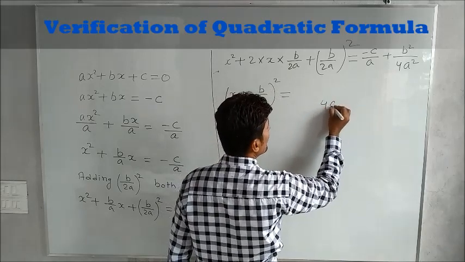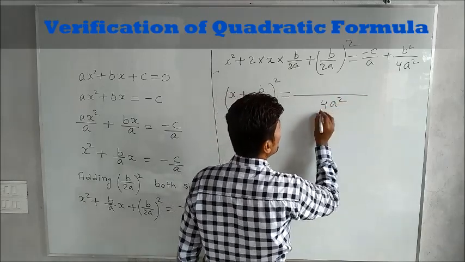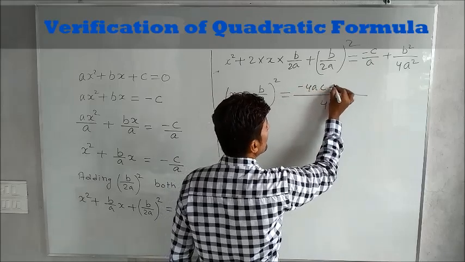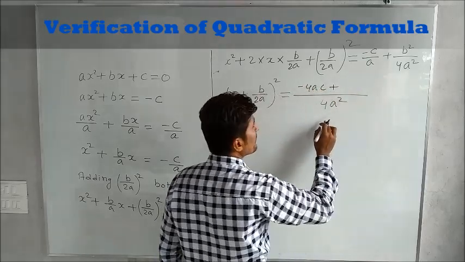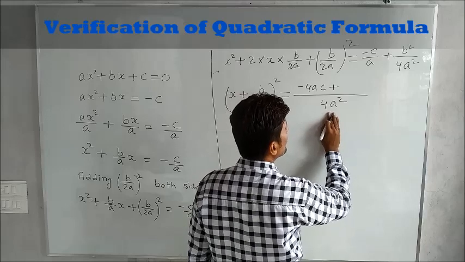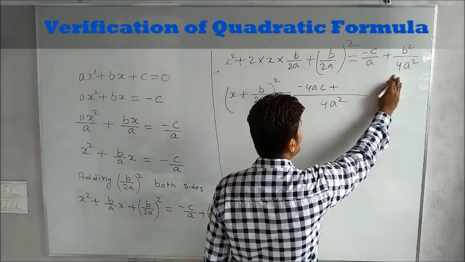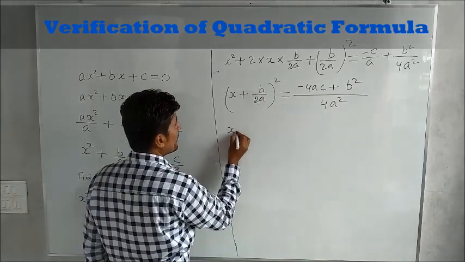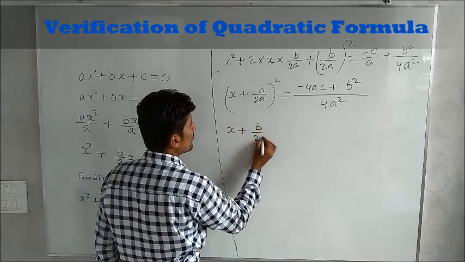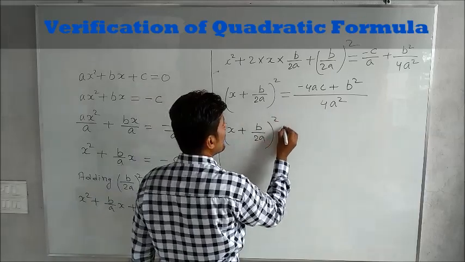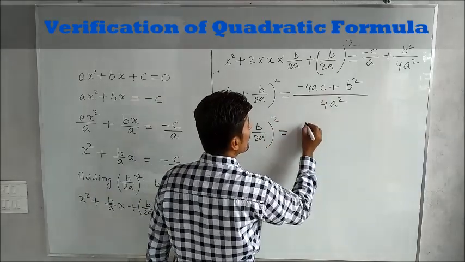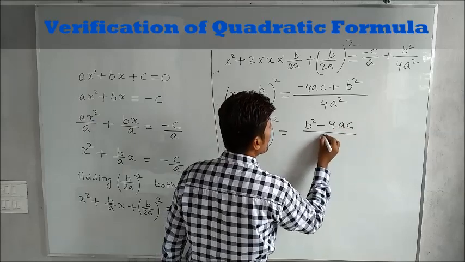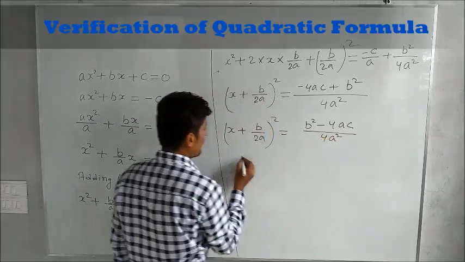LCM will be 4a square. Here we can write minus 4ac plus b square, and here we are having 4a square. 4a square, 4a square both will cancel. Finally we are having b square. Or we can write here x plus b upon 2a whole square is equals to, we can rearrange them, b square minus 4ac upon 4a square.